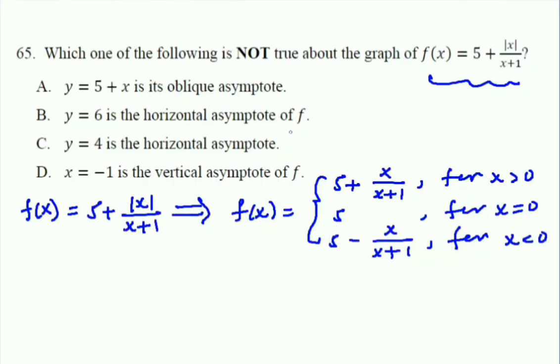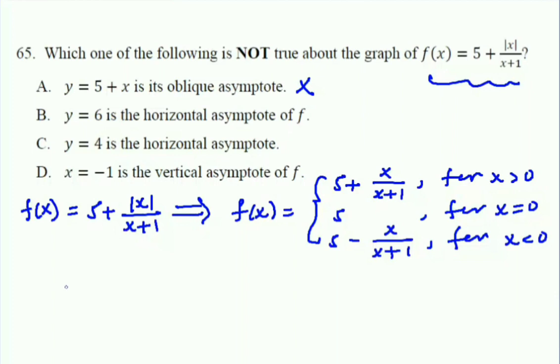So let's check which of these statements is not true about this function. y equals 5 plus x is its oblique asymptote. This is not true, because a rational function will have an oblique asymptote if the degree of the numerator is greater than the degree of the denominator. Therefore, this function by no means will have an oblique asymptote, because the degree of the numerator and the degree of the denominator are the same. So this is wrong. So the rest should be true.